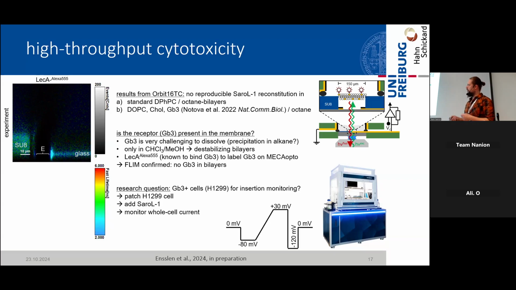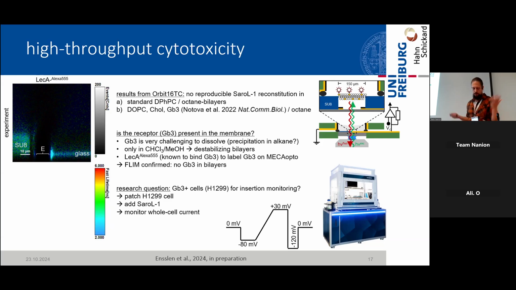Then we tried to play around with the lipid composition. We came up with this DOPC, cholesterol, Gb3. Gb3 is the ceramide, which is then recognized by the receptor binding site of sorrel. But we could also not get any reconstitution of the pore in these membranes. And this was surprising because it was shown that for vesicles, this composition works. But if you make such a membrane out of an octane solution, we cannot get this.